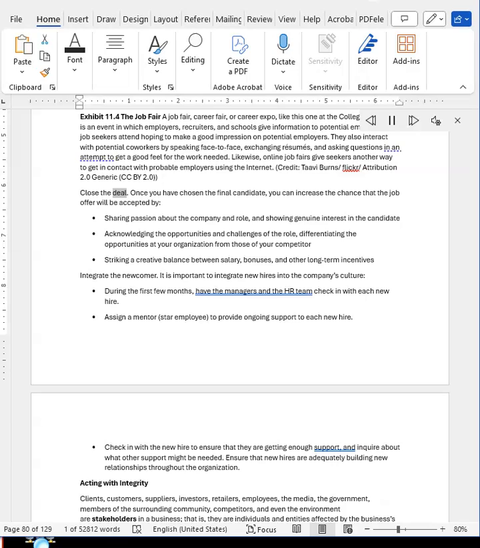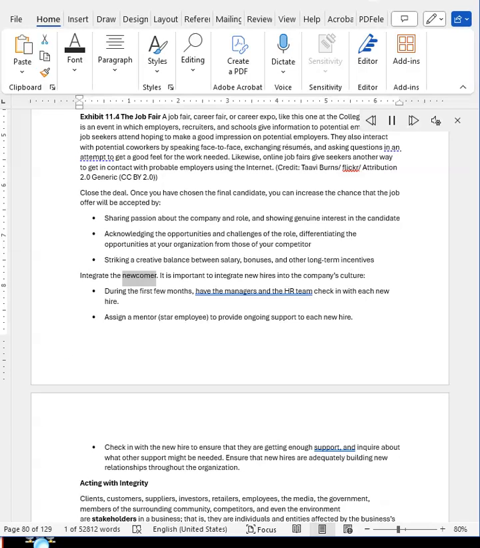Close the deal. Once you have chosen the final candidate, you can increase the chance that the job offer will be accepted by sharing passion about the company and role and showing genuine interest in the candidate, acknowledging the opportunities and challenges of the role, differentiating the opportunities at your organization from those of your competitor, and striking a creative balance between salary, bonuses, and other long-term incentives.